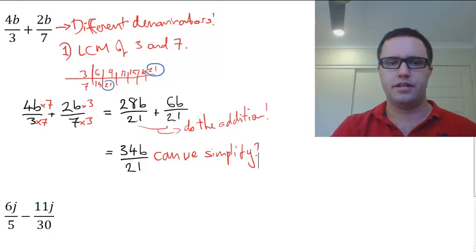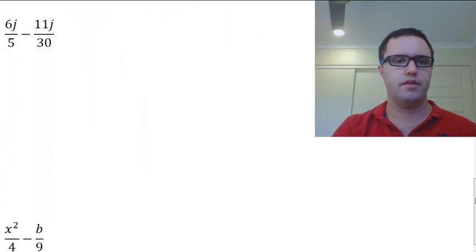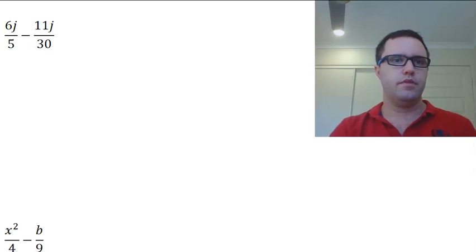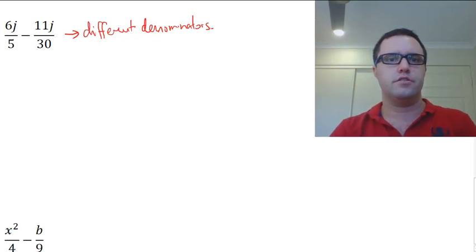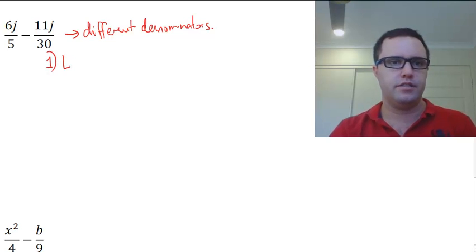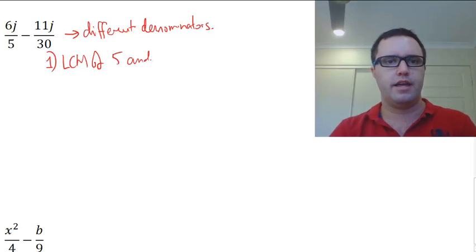We have subtraction. So again, we have a look at this. We have different denominators. So we need to first find the LCM of 5 and 30.